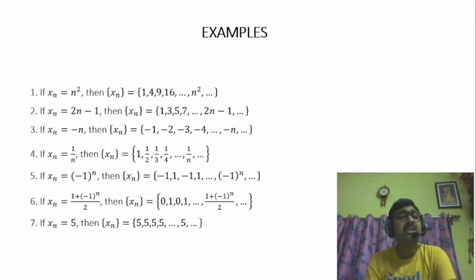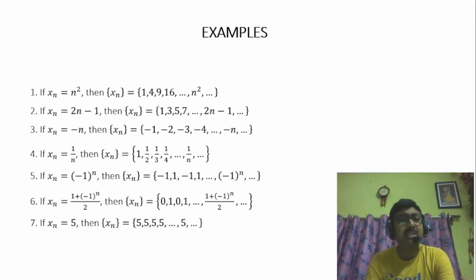But in example 5, look at that. If xn is (minus 1) to the power n, then the first term is minus 1, then the next term is 1, then again minus 1, then 1. So the members are repeated: minus 1, 1, minus 1, 1, like that. Similarly, if xn is (1 plus (minus 1) to the power n) by 2, then the elements will be 0, 1, 0, 1, like that. And in the last example, if xn is 5, then all the elements of the sequence are 5.